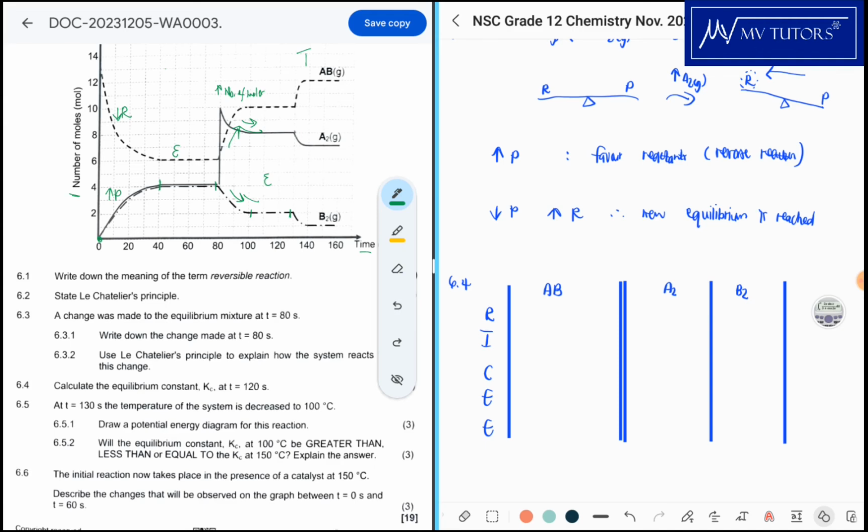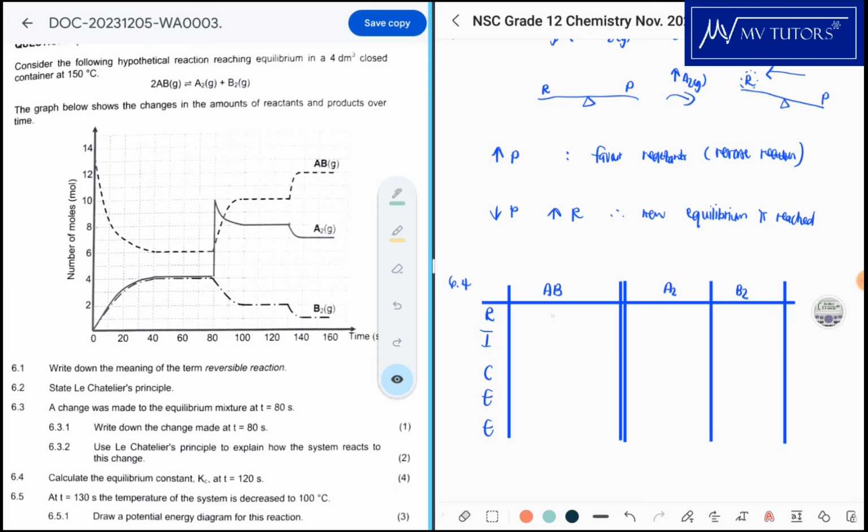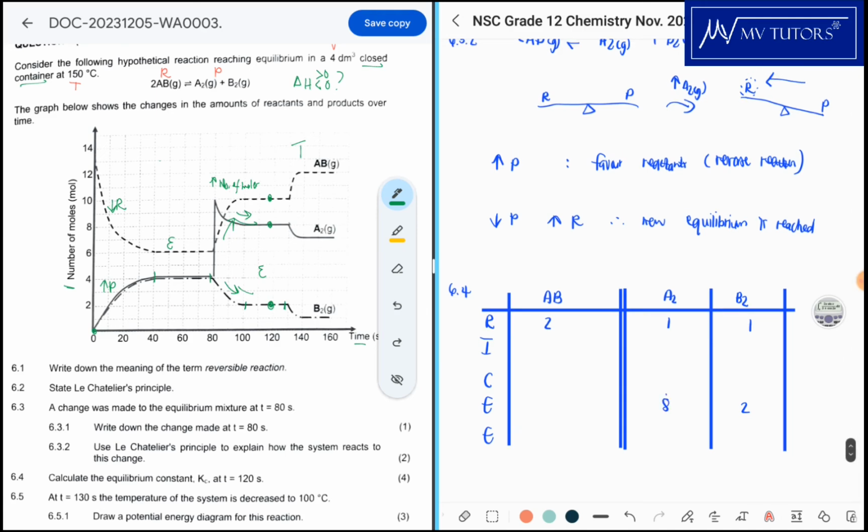Okay, so everything here I'm going to put in terms of number of moles. All right, so the ratio, if we just go back, is 2 over here, 1 and 1. Okay, and then I am just going to go straight to equilibrium. So at 120 seconds, this is what we're focusing on. For B, I see we have 2. For A, we have 8. And for AB, we have 10.